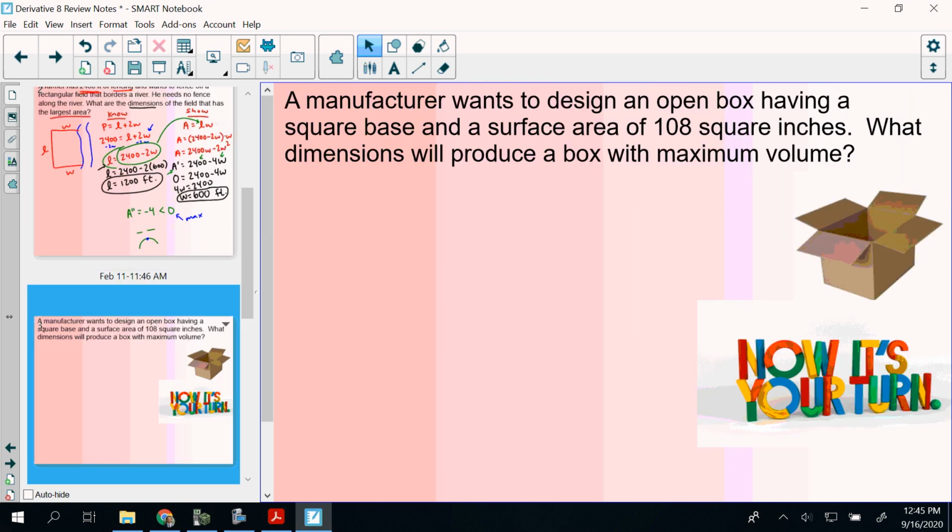Let's have you try one. We're going to read through it. It says a manufacturer wants to design an open box having a square base and a surface area of 108 square inches. What dimensions will produce a box with max volume?